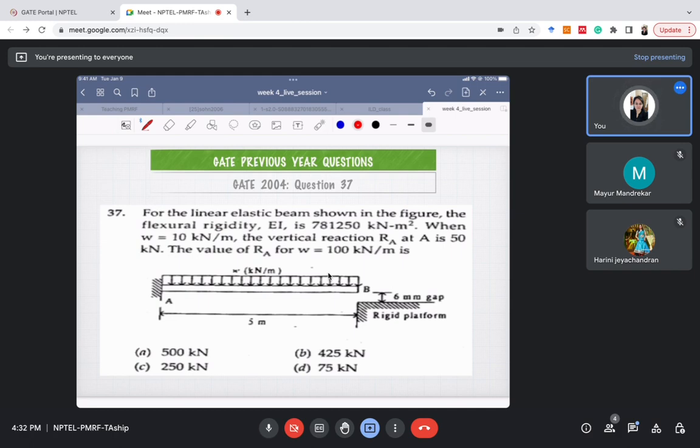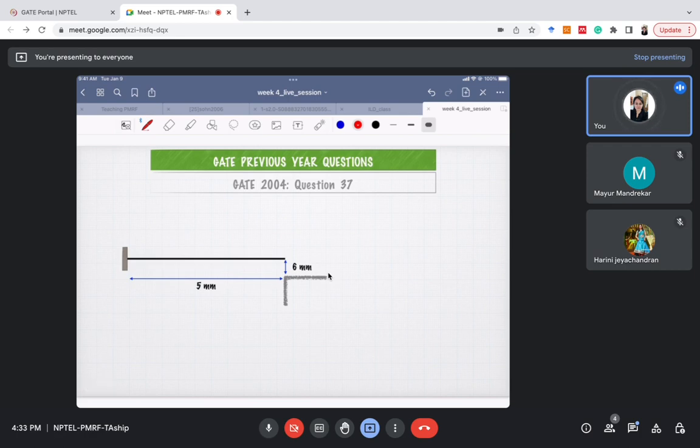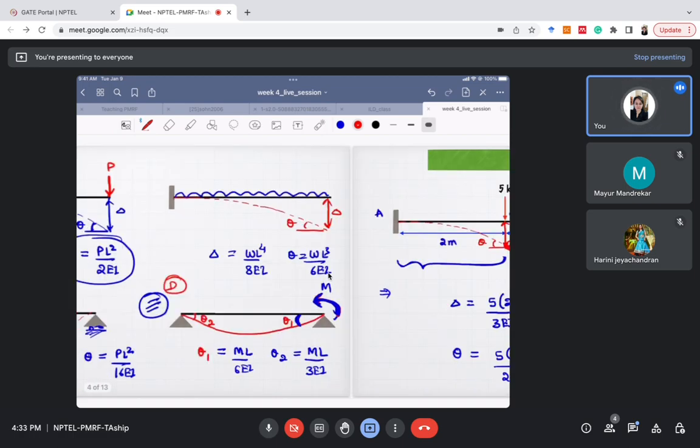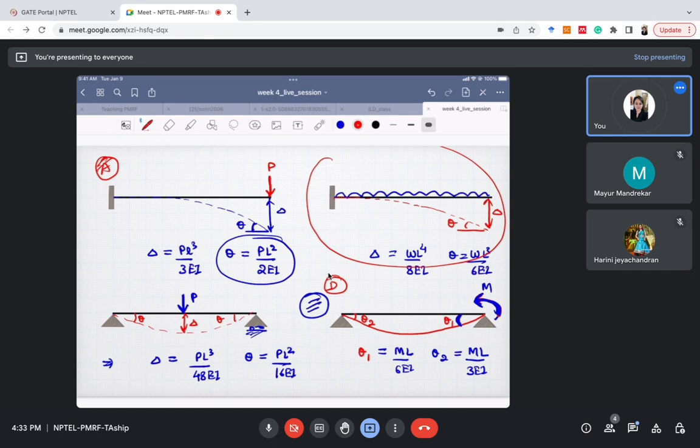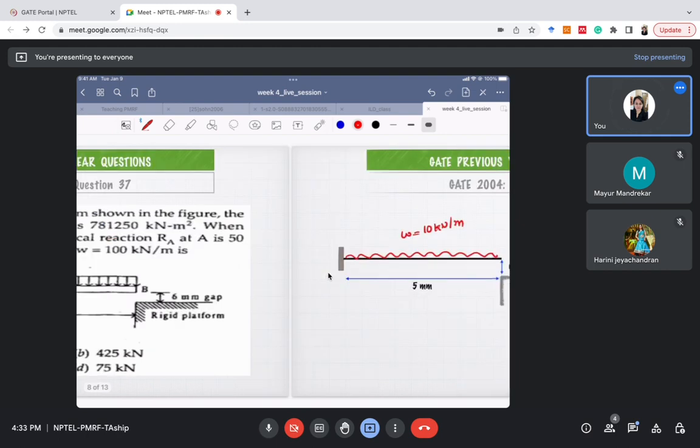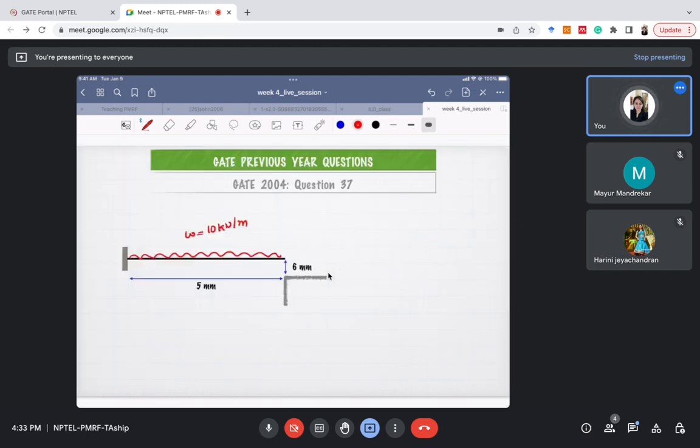So to solve this problem, let us take two cases. The first case is when W is 10 kilonewton per meter. We have seen this case, right? It is similar to case B here, when a cantilever beam is subjected to uniformly distributed load. Let us see what the deflection at end B is.